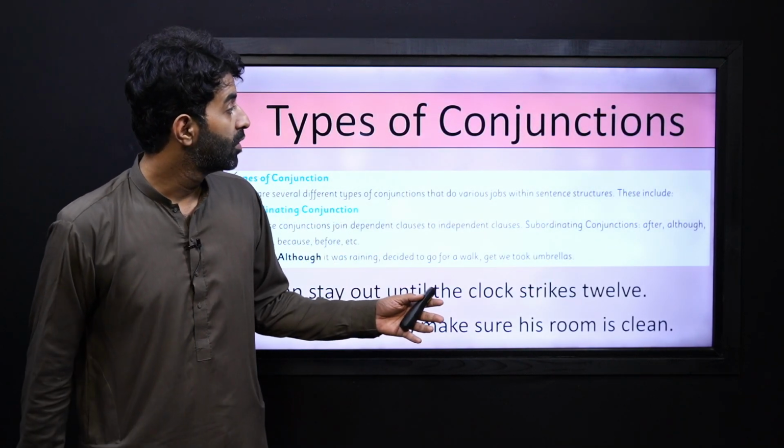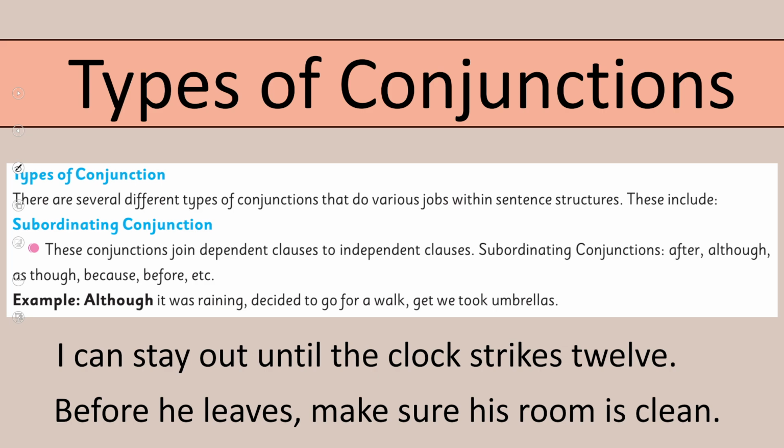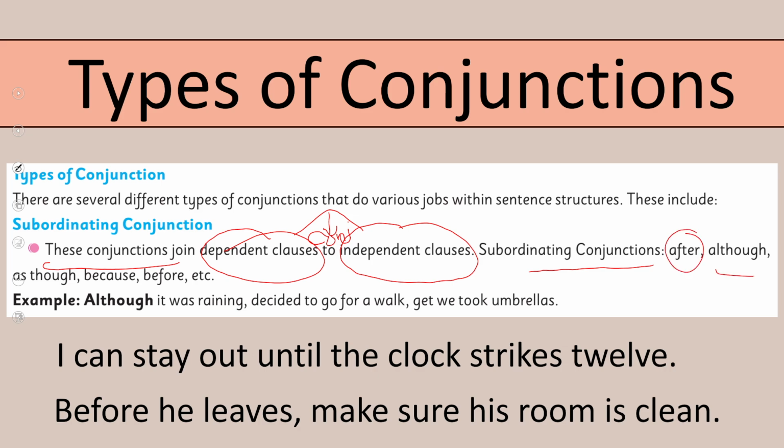So now let's try to understand different types of conjunctions. First, we have our subordinating conjunction. These conjunctions join dependent clauses to independent clauses. This works as a connector. We join these two using our conjunction. Subordinating conjunctions are words like after, although, though, as though, because, before, etc. There are a lot of them. It is better that you learn most of these subordinating conjunctions and use them in your writing and in your speech.